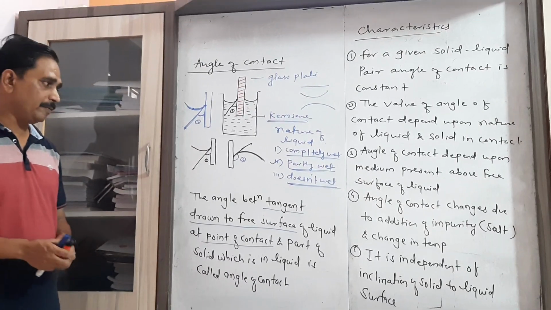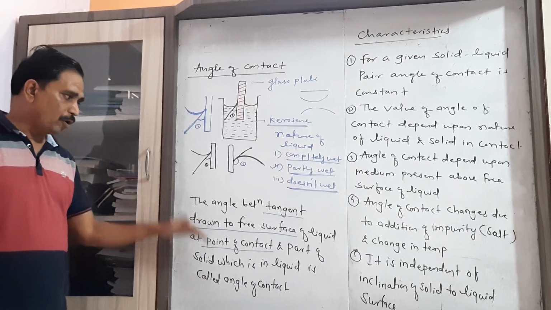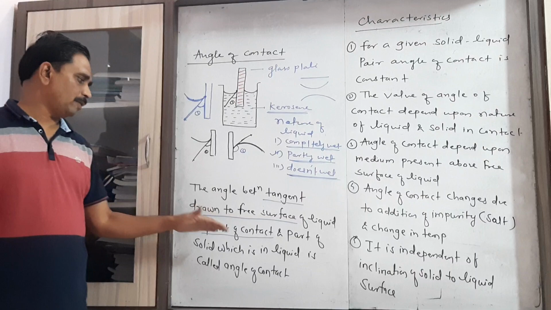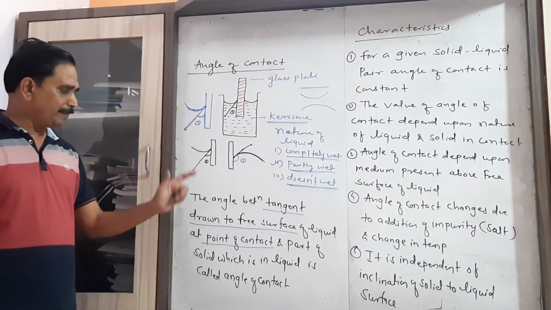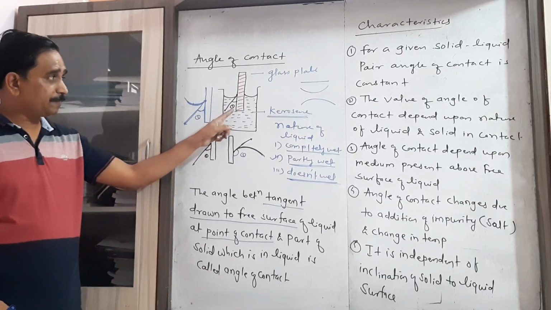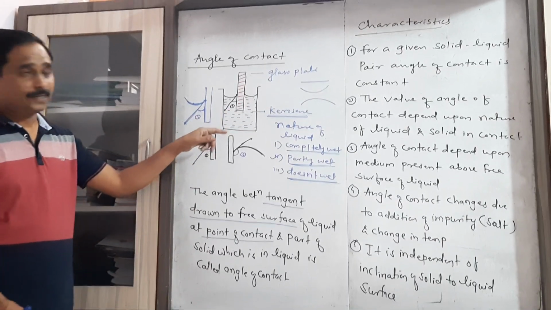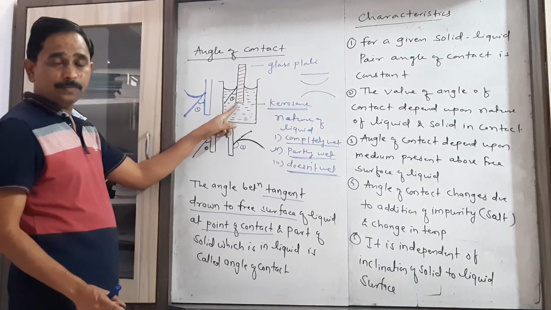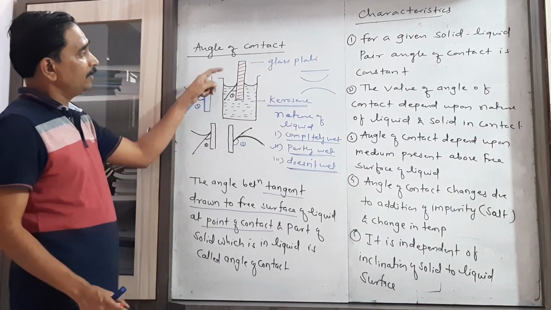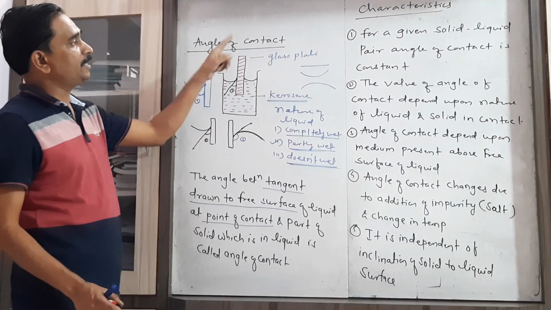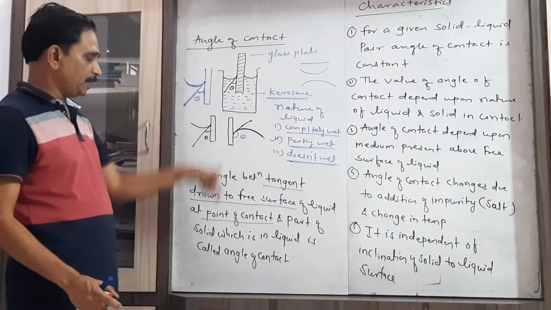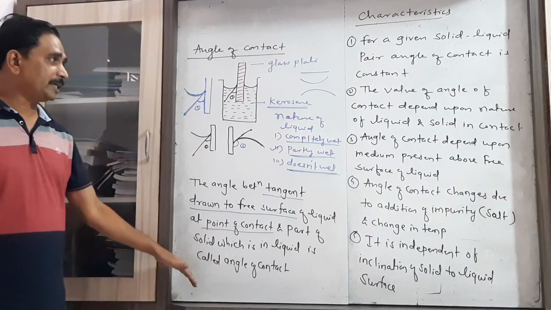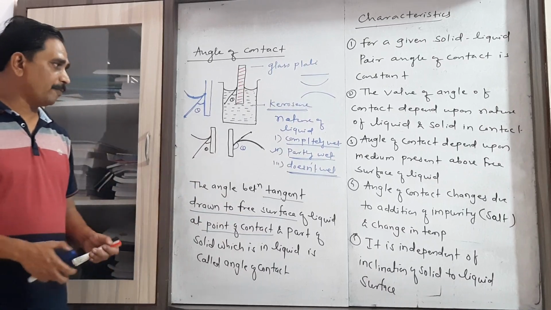So the angle between tangent drawn to free surface of liquid at the point of contact and the part of solid which is present in the liquid. This is the part of the solid which is present in liquid. This is the part of solid which is present in air. We have to consider the part of solid which is present in the liquid. So this angle is called the angle of contact.